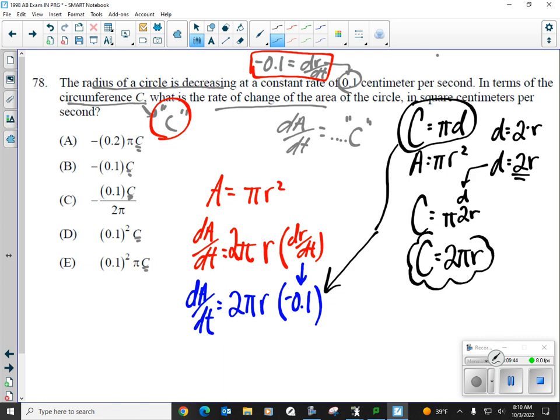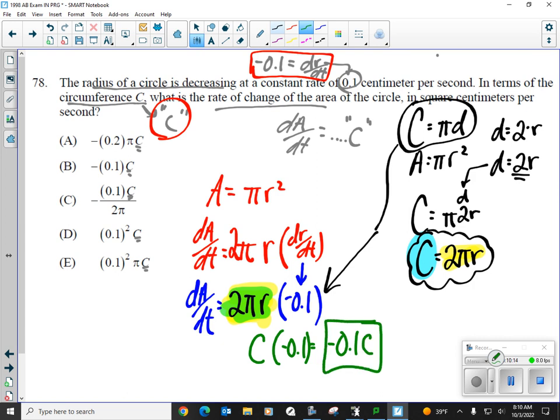You see the connection now? If only I had a 2 pi r somewhere, oh, look. I can substitute in the C for my 2 pi r. Anyways, here we go. C times negative 0.1 is negative 0.1 C. That is the rate of change of the area with respect to time. Choice B.